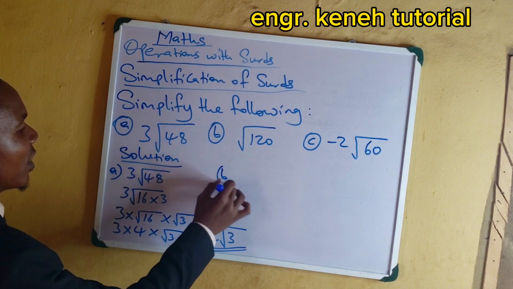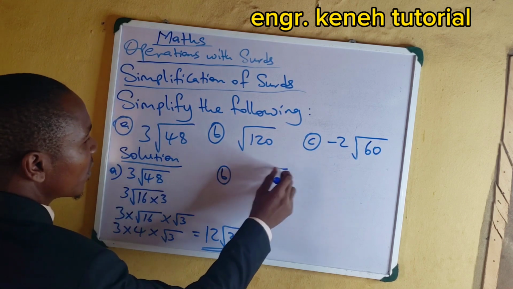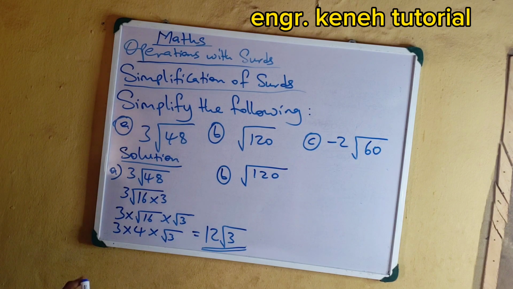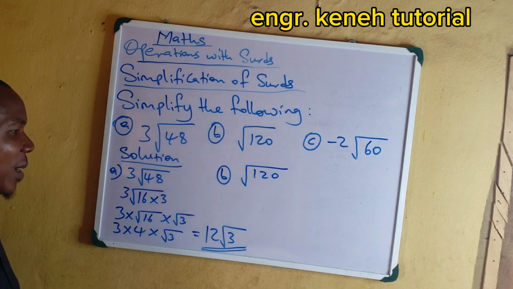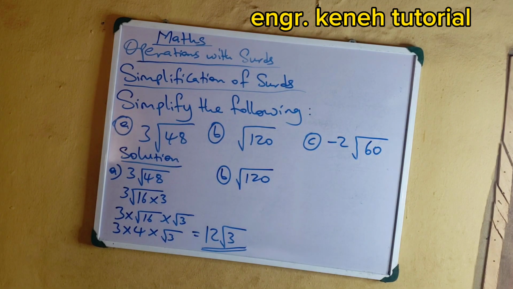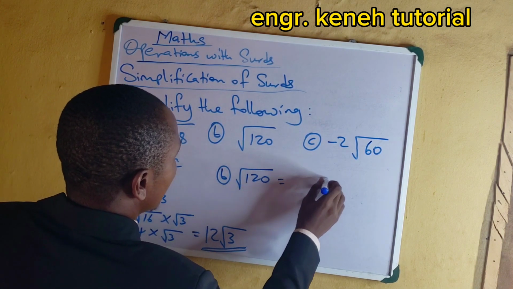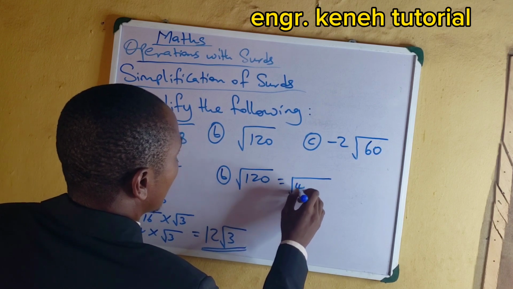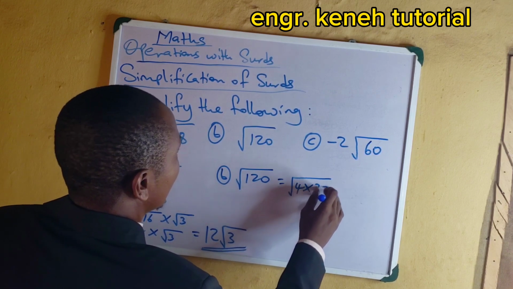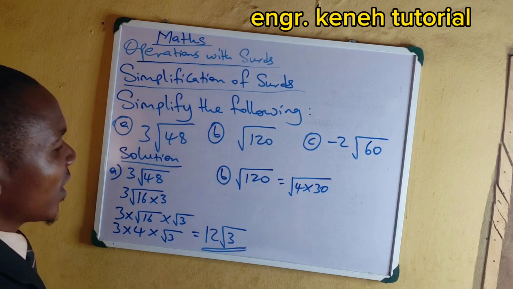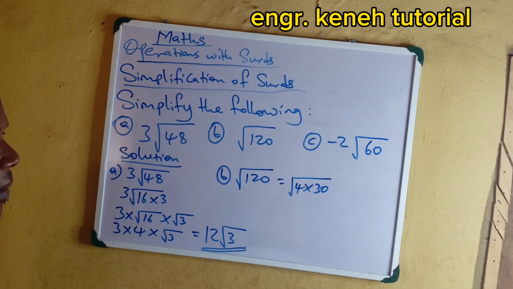For number B, I have root 120 like this. So I will find the maximum factor of 120 that is a perfect square. I guess it's 4. 4 is the maximum factor of this, because this means 4 times 30. 4 is the maximum factor of this that is a perfect square. Can you see it? All right.